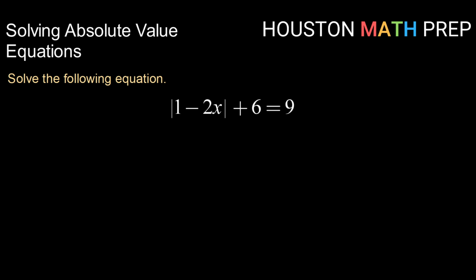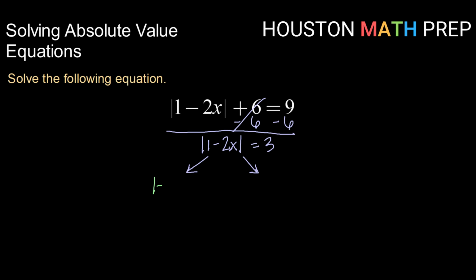So right now we have the absolute value of 1 minus 2x plus 6. So in order to isolate, I'm going to first move that 6 over by subtracting 6 from both sides. That leaves me with the absolute value of 1 minus 2x equals 9 minus 6, which is 3. So now that my absolute value is isolated, I'm going to go ahead and split into my positive and negative versions here. So I get 1 minus 2x equals positive 3, and 1 minus 2x equals negative 3.